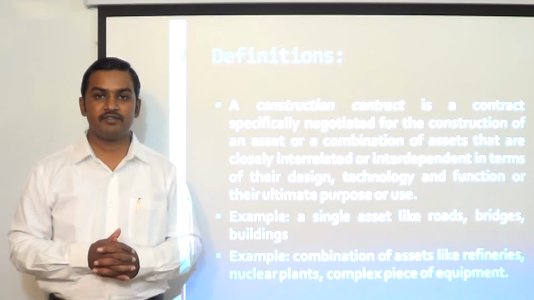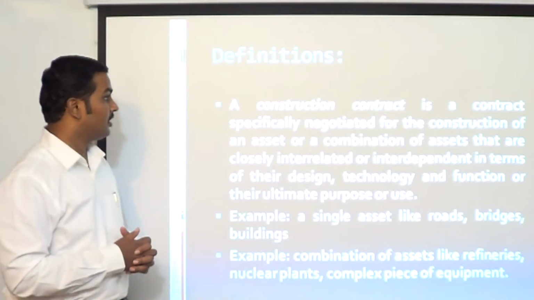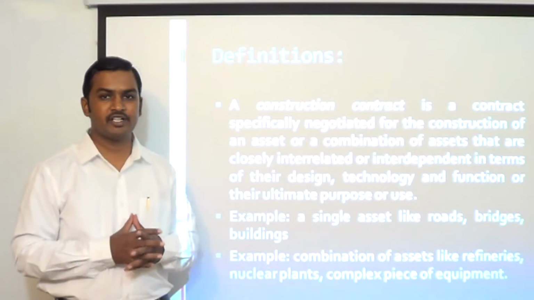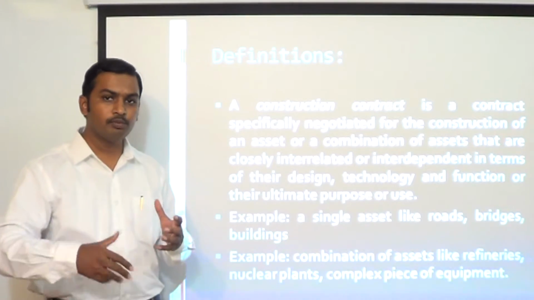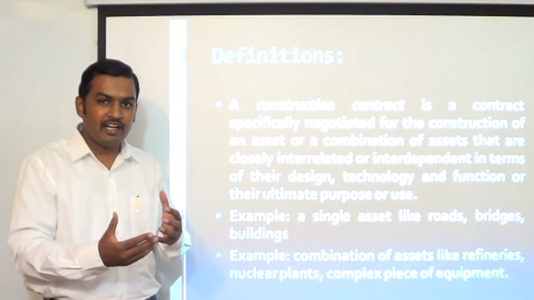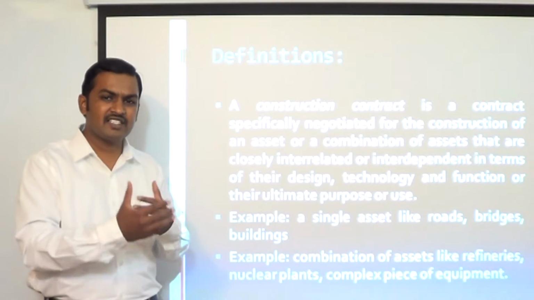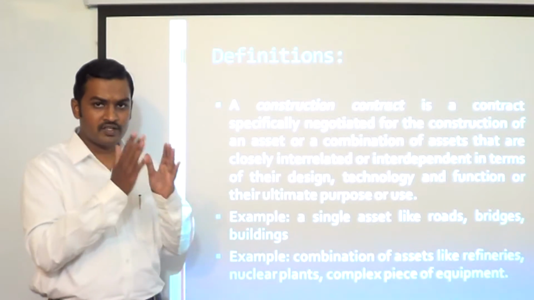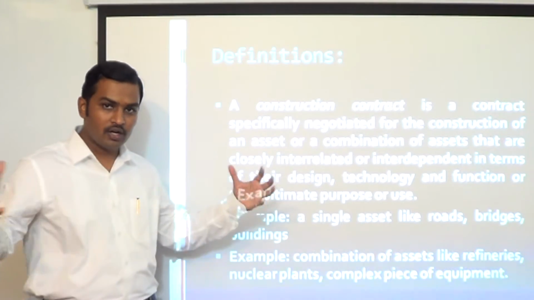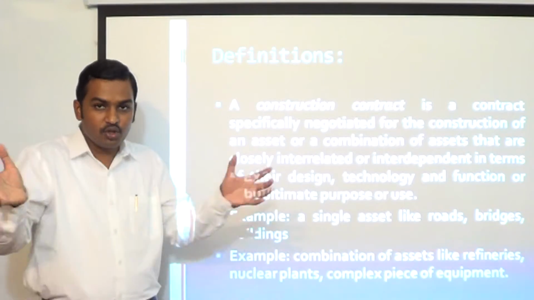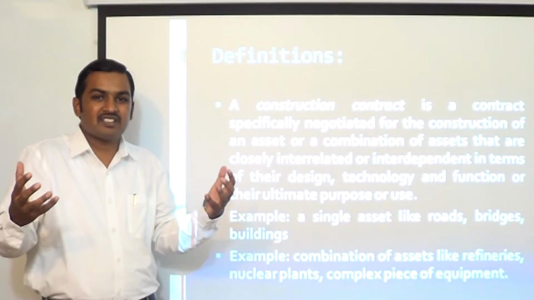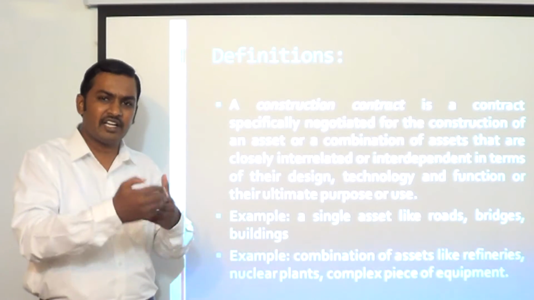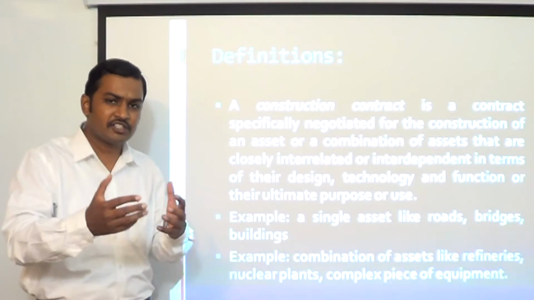Next, let us see the definitions which are discussed by the standard. So what is a construction contract? Construction contract is a contract specifically negotiated for construction of an asset or combination of assets which are interrelated, interdependent in terms of their design, technology, function, ultimate use. Sometimes the construction contract is for construction of a single asset, or it can sometimes be a combination of assets, a group of assets, and these group of assets are sometimes closely interrelated, they are interdependent in terms of their design, technology, ultimate purpose, functionality, etc.